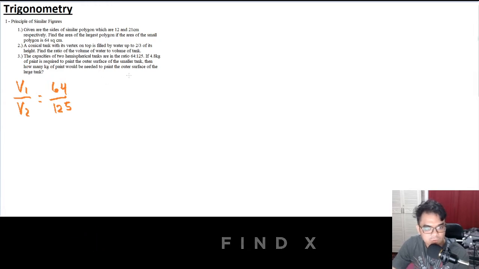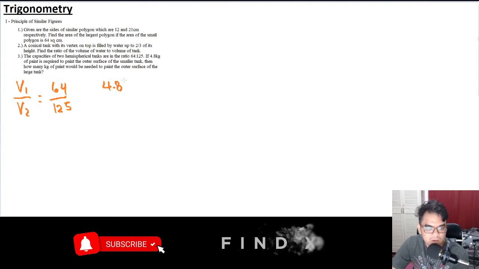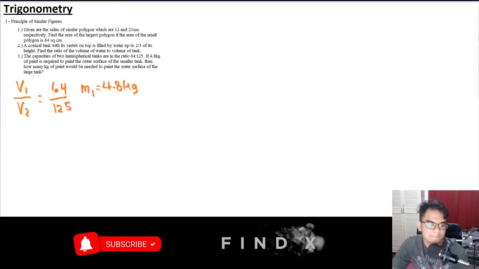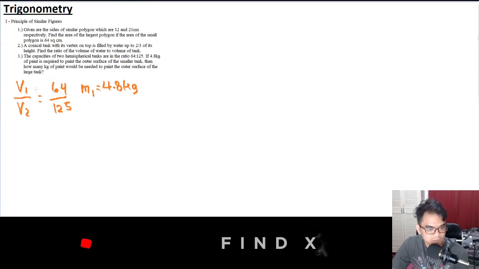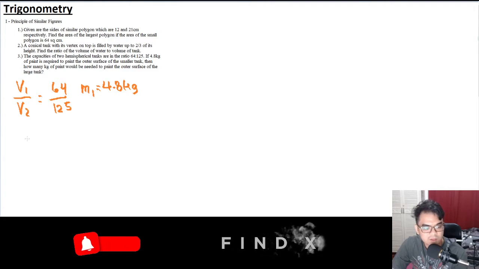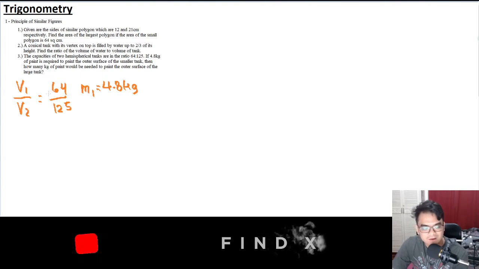But we have here 4.8 kilograms of paint. Since this is a mass, let's just make this M1. This will be the amount of paint needed to paint V1, the first tank, or the smaller tank. As you notice, this is in kilograms, and then the volume is in centimeters or meters, whatever. So they're not in the same unit.